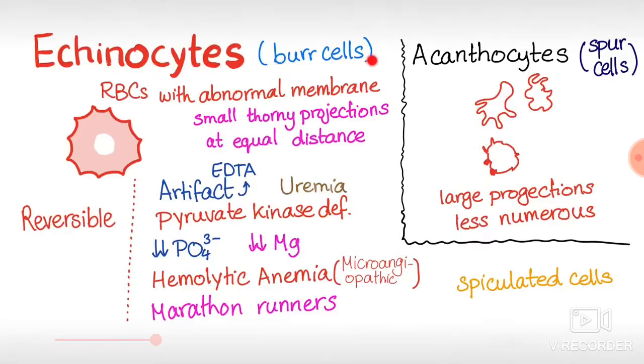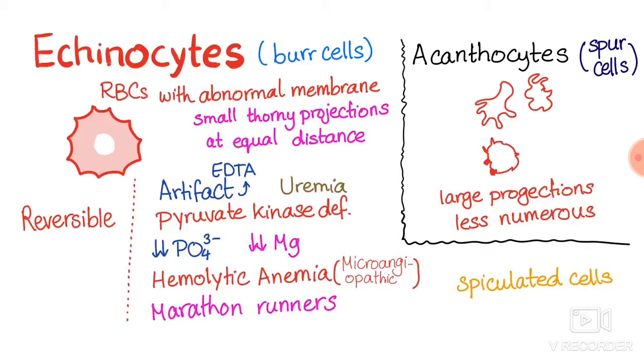Echinocytes, also known as burr cells, are red blood cells with abnormal membrane. They have small, thorny projections at equal distance. Very important, at equal distance. They are numerous, they are small. Do not confuse that with acanthocytes or spur cells. These have large projections, less numerous, and the distance between them is variable. Here they are uniform, equal, nice. Here they are very variable and haphazard. Echinocytes are reversible, so that's good.